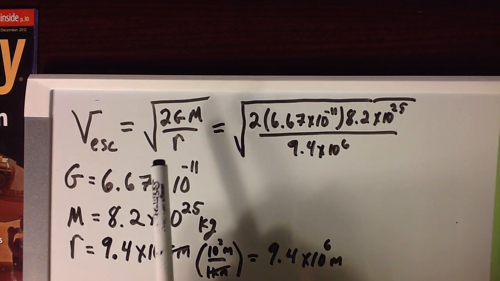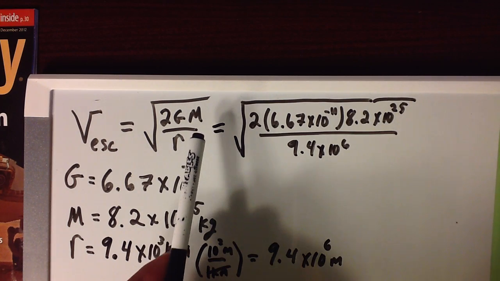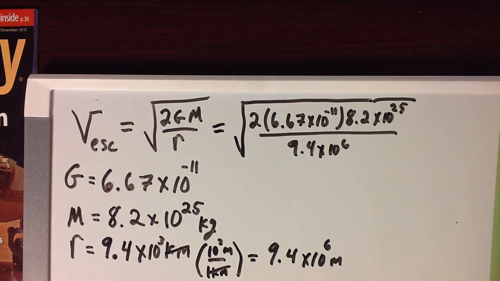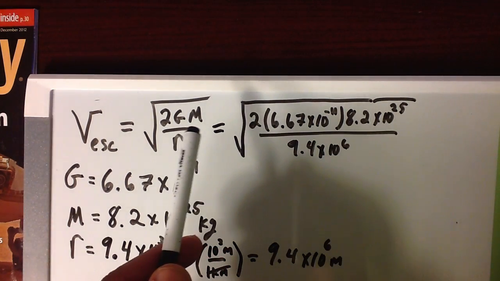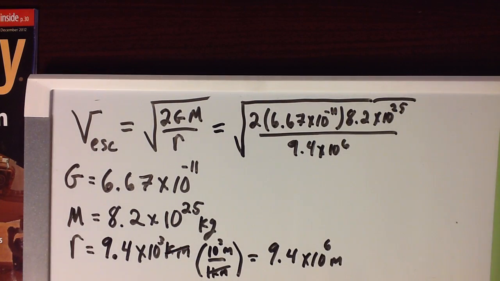So in this particular version, the mass has to be in kilograms. The distance from the center of that object, which is often just simply the radius if it's a planet, for example, but it doesn't have to be the radius. It's just the distance from the center of the object m that you're trying to escape from, has to be in meters. So the mass has to be in kilograms, and the radius has to be in meters.